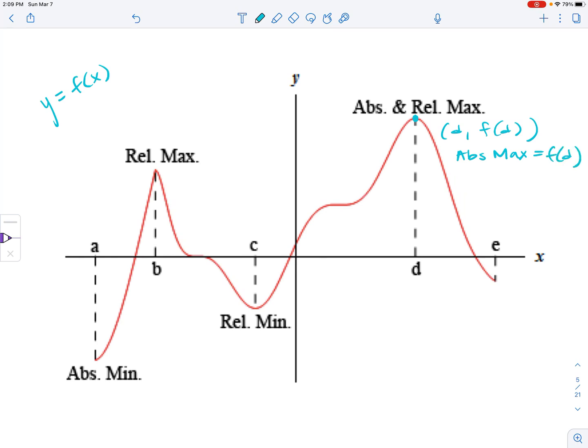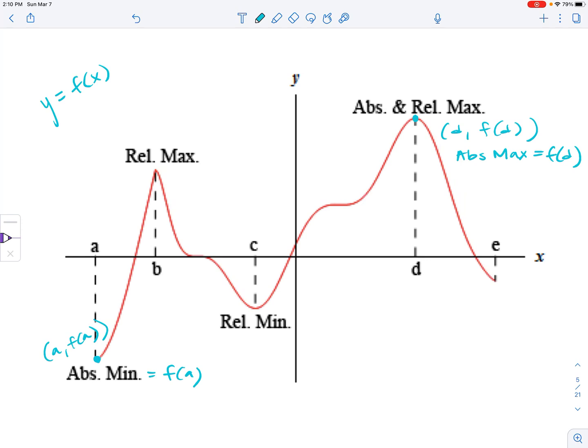So the absolute max, and I'm abbreviating absolute with ABS, would be equal to whatever f of d is. Okay, and then for absolute minimum, it's going to be the very smallest value on the graph. So down here, where it looks like x is equal to a, that point would be a comma f of a. So that point describes the location of the absolute minimum, but the actual absolute minimum value would be equal to f of a.